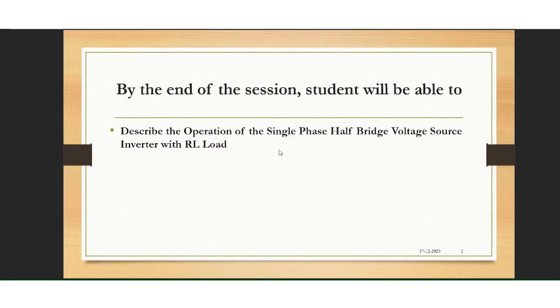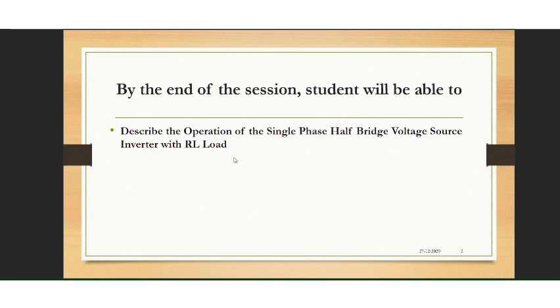So observe the terminologies here. We have already discussed the half bridge inverter. Here, voltage source inverter, as you know, the name signifies that the input is a constant DC supply, right? It is a voltage source. So whenever the input is a constant voltage source, the inverter is called a voltage source inverter.